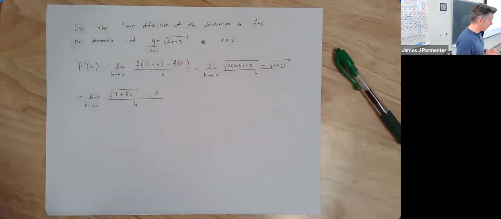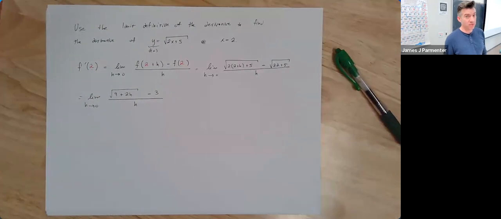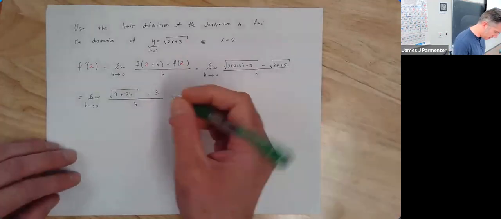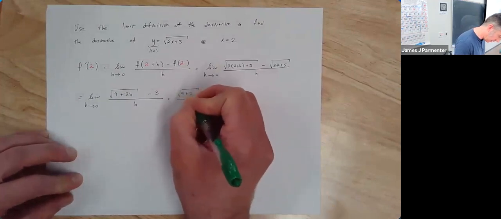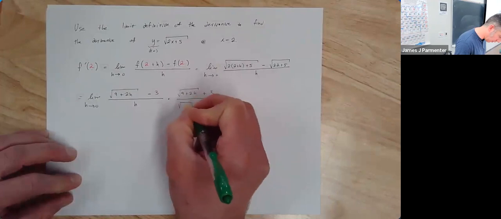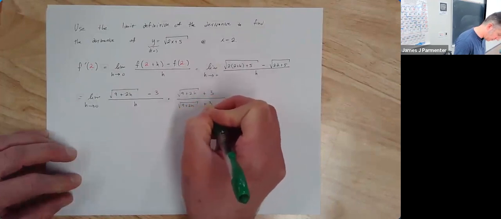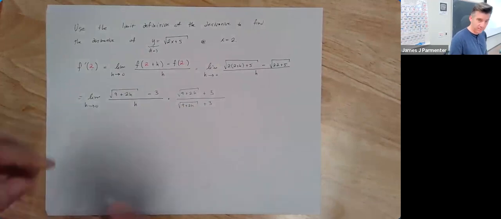Okay, here's the thing we've been waiting for. This is why we spent time practicing 0 over 0 types of limits. This is the 0 over 0 limit. If you plug in 0 for h, what do you get on top? 0. What do you get on the bottom? Also 0. And that's why we spent time doing these, because all of these limit definition of the derivative problems are going to be 0 over 0 limits. And so we're going to use all the algebra techniques, where we're going to multiply by the conjugate. So we're going to multiply by the square root of 9 plus 2h plus 3 over the square root of 9 plus 2h plus 3. And then we're going to simplify.